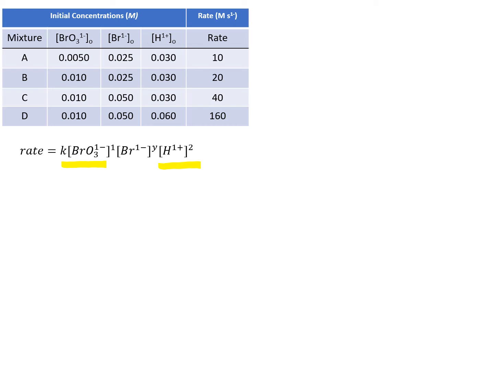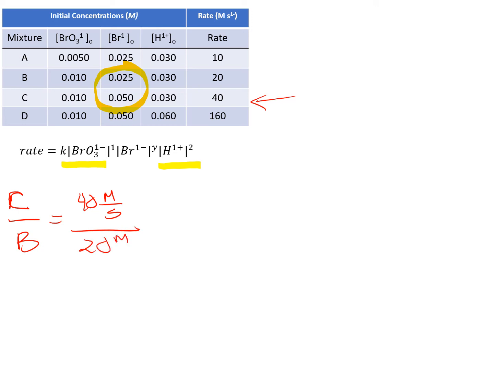Where the concentration for bromide changes is between B and C. So if we compare those two, we should be able to figure out the order of reaction for bromide. So we're going to have C over B for this. And my rate for C, I like to put this in so I can find my numbers, 40 molar per second. For B, it's 20, equals K.